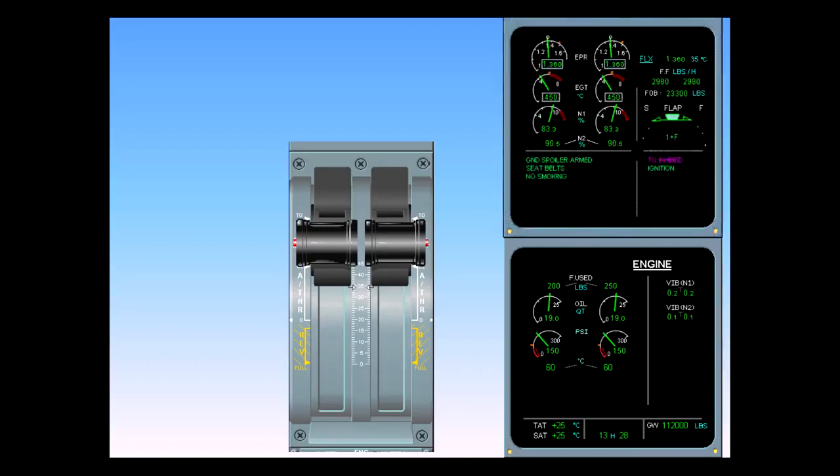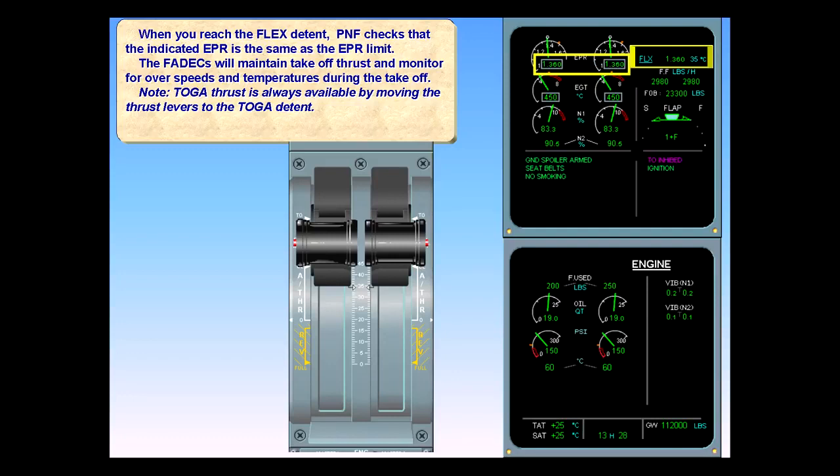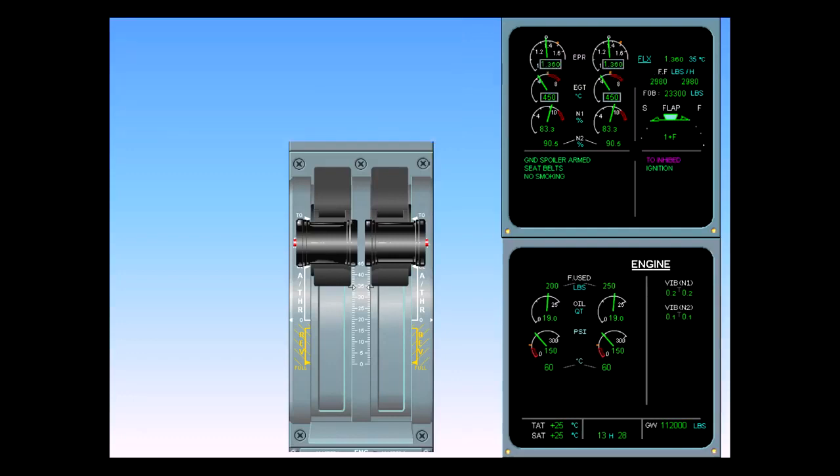When you reach the flex detent, the pilot not flying checks that the indicated EPR is the same as the EPR limit. The full authority digital engine controls will maintain takeoff thrust and monitor for overspeeds and temperatures during the takeoff. Note, toga thrust is always available by moving the thrust levers to the toga detent. At the thrust reduction acceleration of 800 feet AGL, the thrust levers are moved to the CL detent to select Climb Thrust.